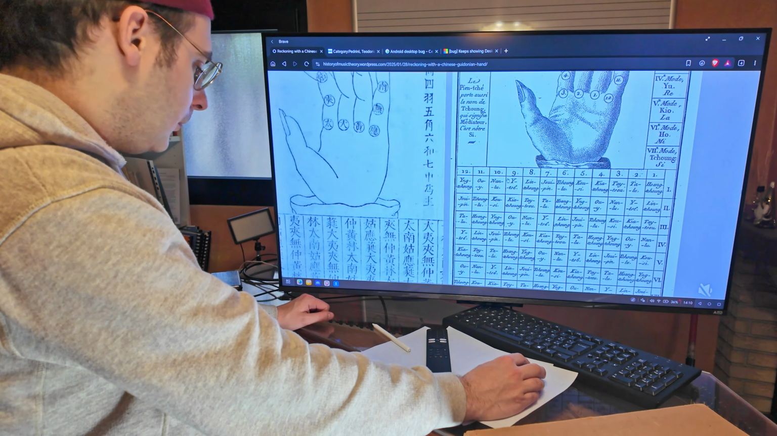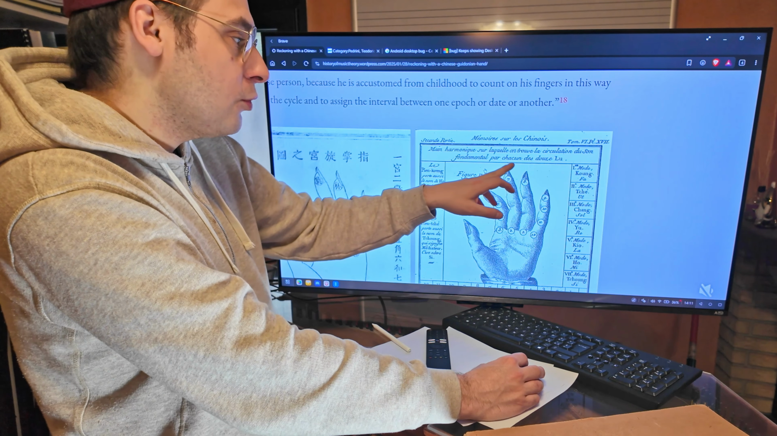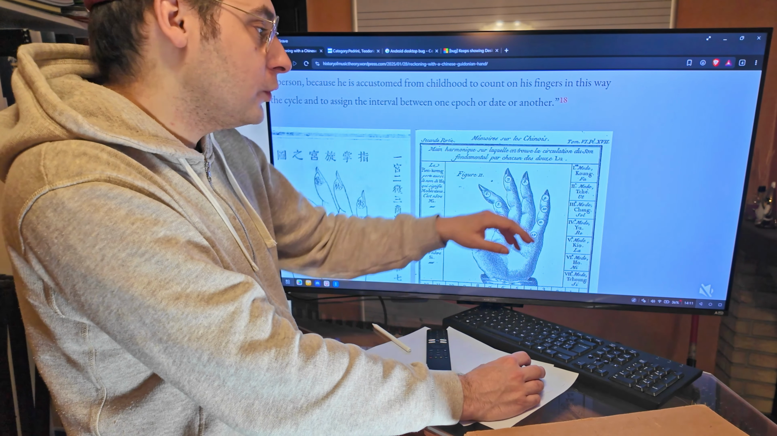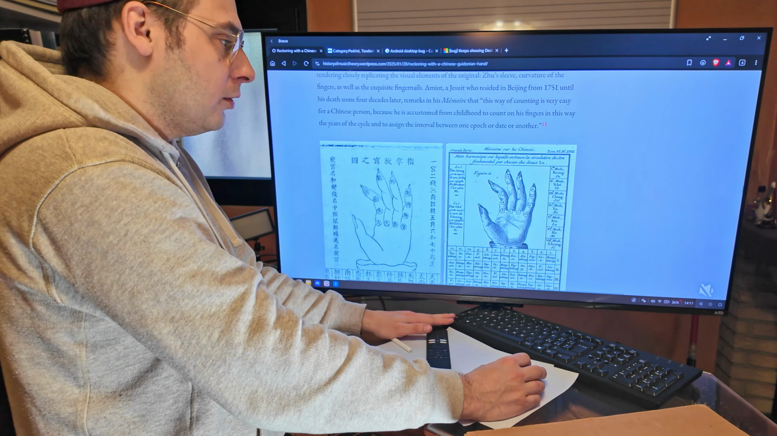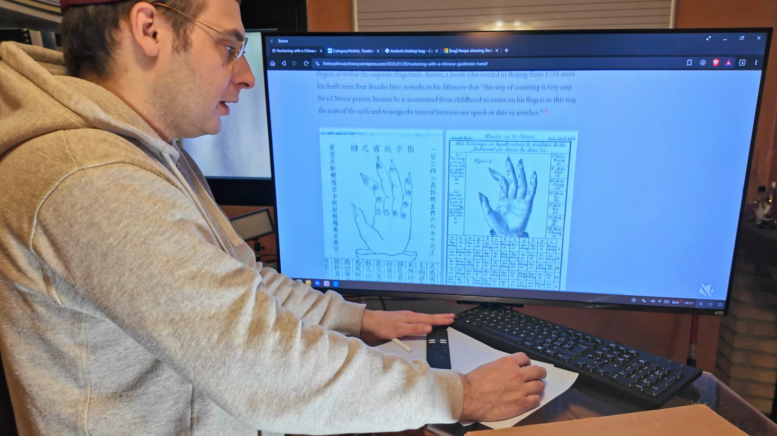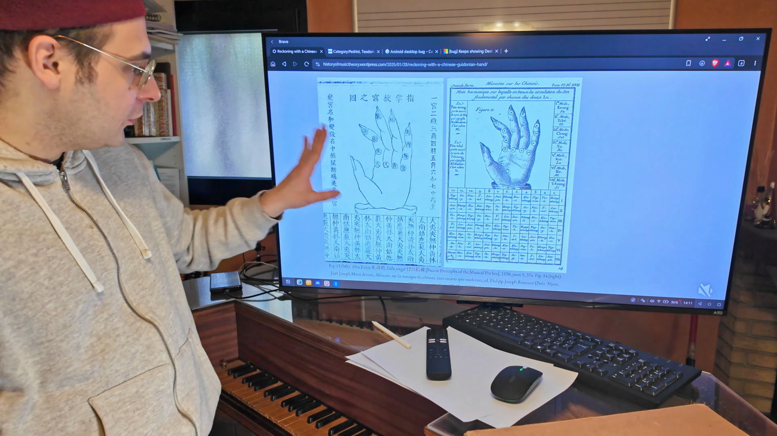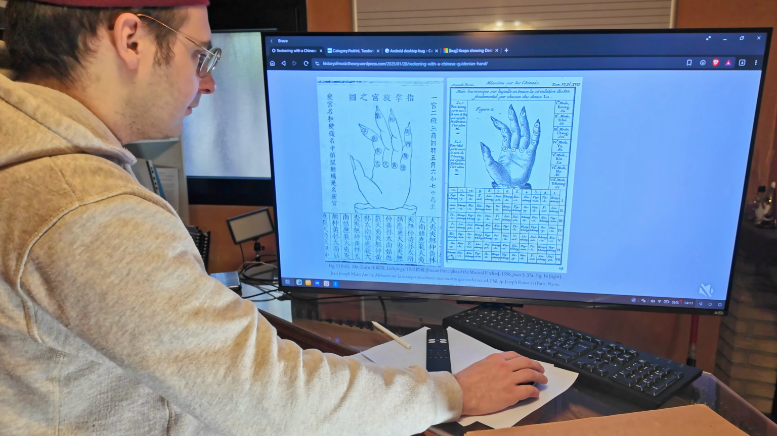Main harmonique sur laquelle on trouve la circulation du son fondamental par chacun des 12 lus. I think that this is a kind of French translation of the original Chinese thing.